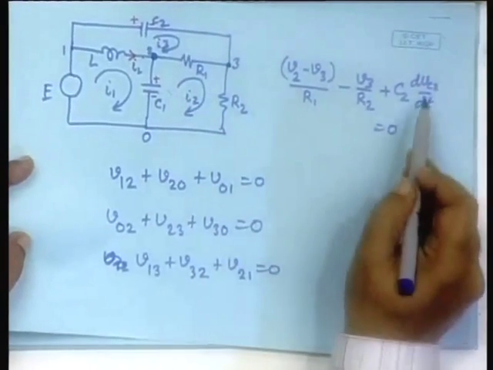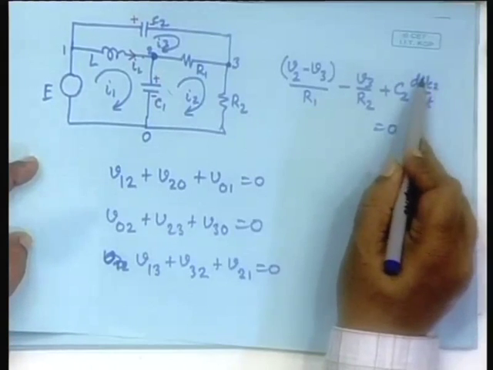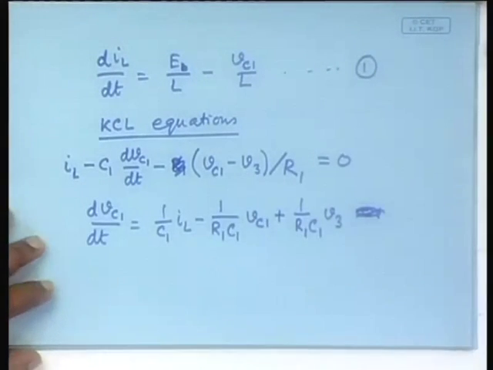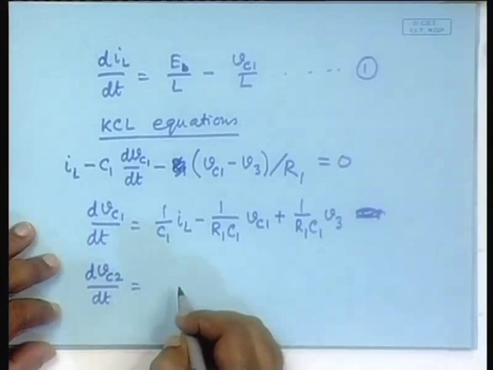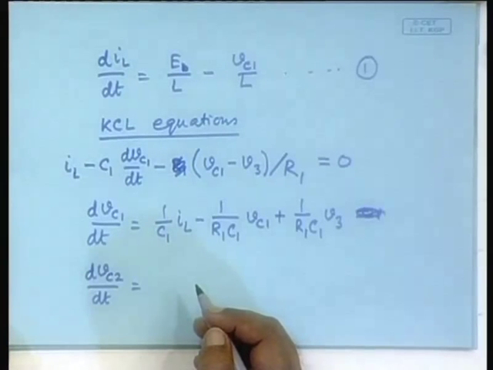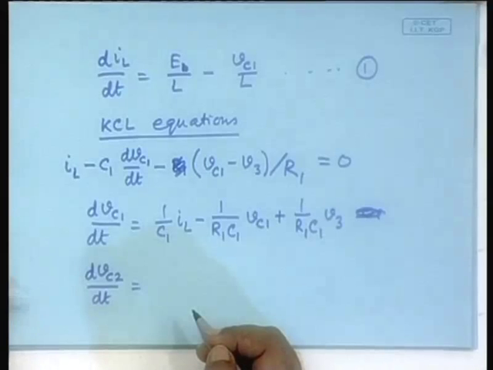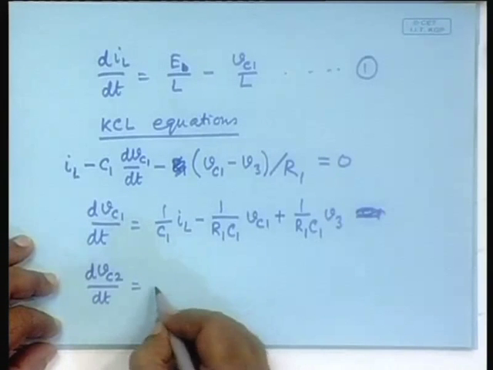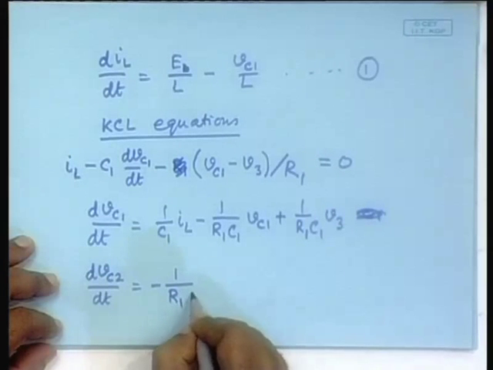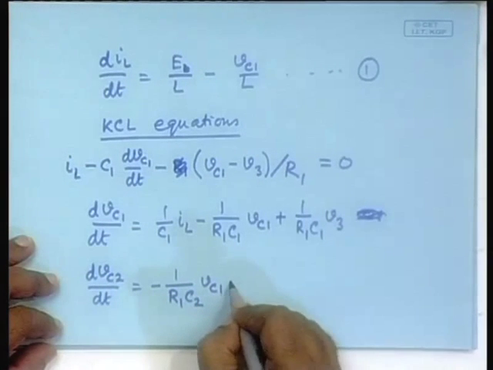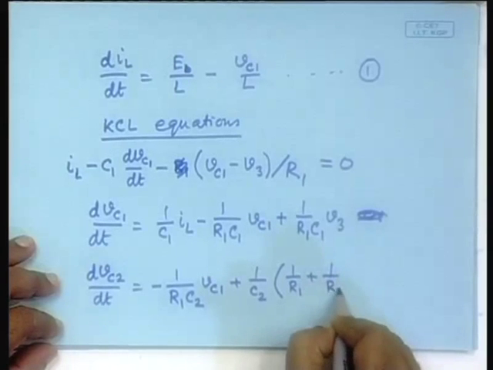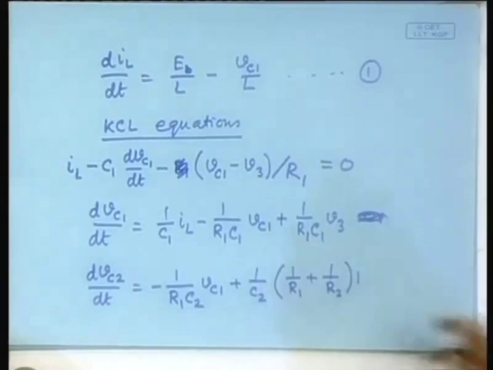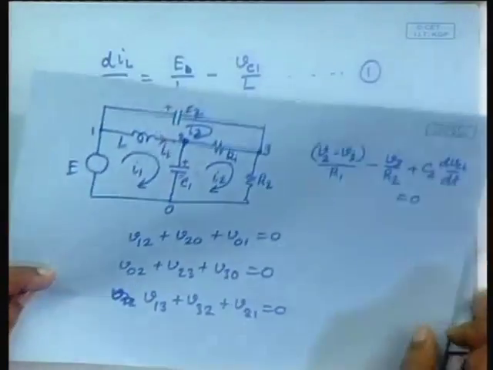So, just write down this equation in the proper form, so that you extract the differential equation out of it. This in the left hand side and the rest in the right hand side. dVc2/dt is equal to, we can write properly, minus R1 C2 Vc1 plus 1 by C2 times 1 by R1 plus 1 by R2 V3. Now, V3 is what?